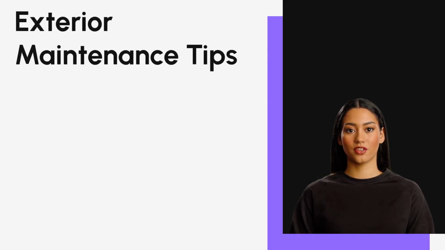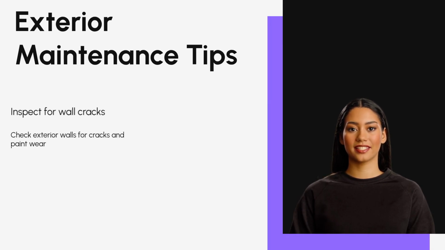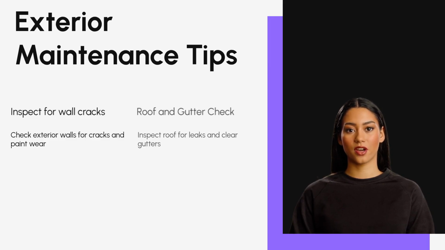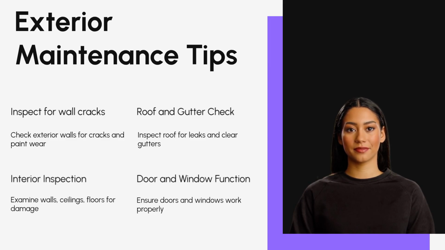Check exterior walls for cracks and paint wear. Inspect the roof for leaks and ensure gutters are clear. Inside, examine walls, ceilings, and floors for damage. Ensure doors and windows function properly. Safety checks include ventilation and staircase integrity.